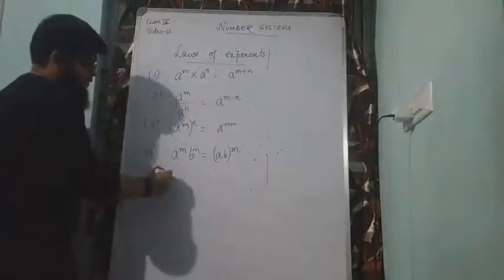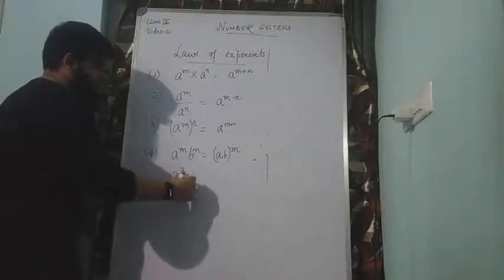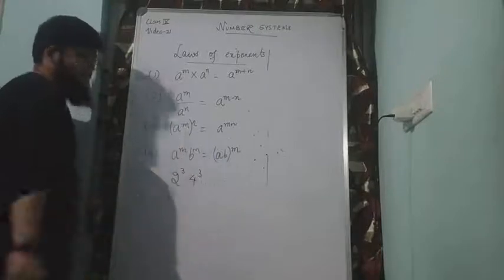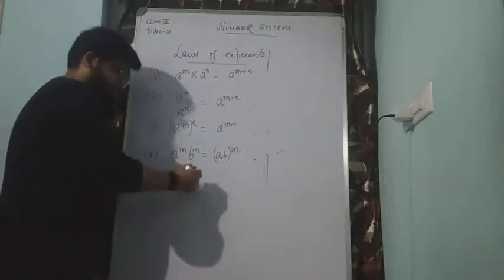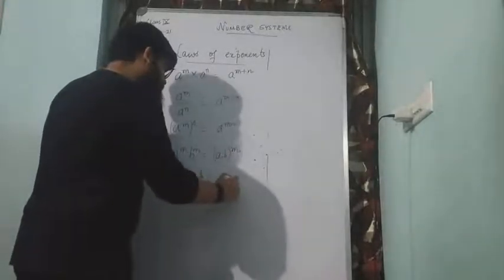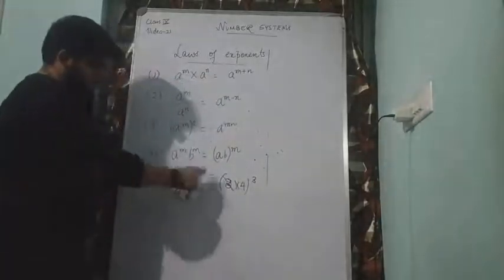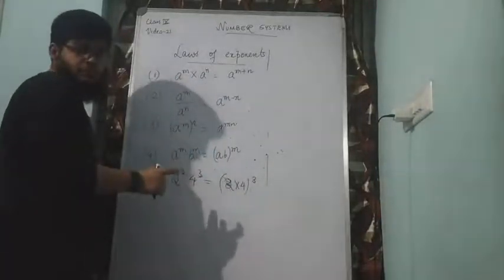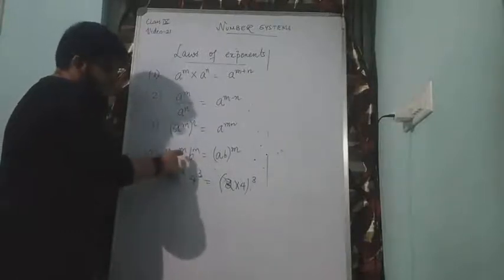if I have 2 to the power of 3 into 4 to the power of 3. If I have something like this, where the bases are different but the powers are same, then what I should do? I can multiply the bases as 2 into 4 by writing the power only once. a, b means a into b, okay? So if I have a power m, b power m, that means it is a into b whole power m.